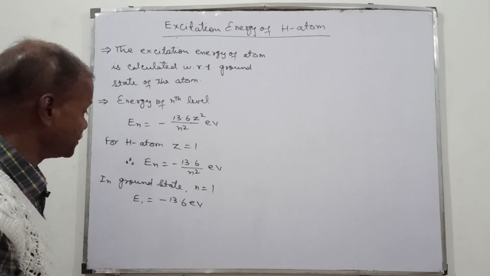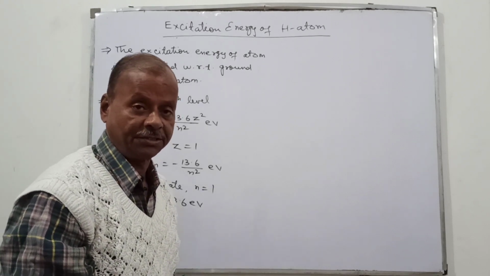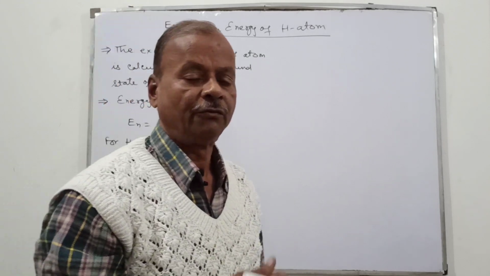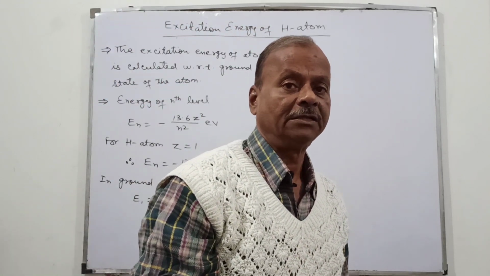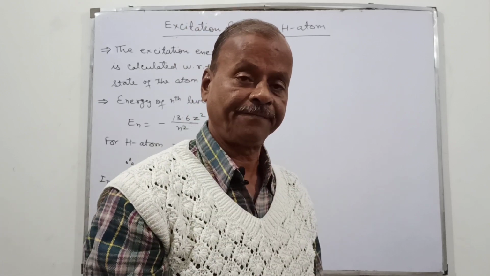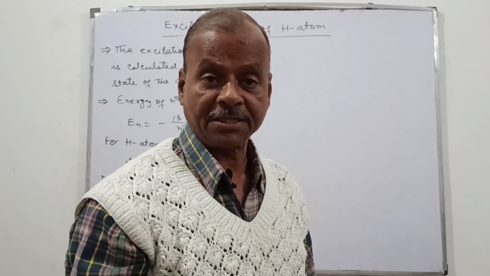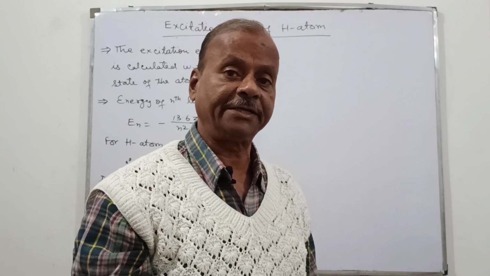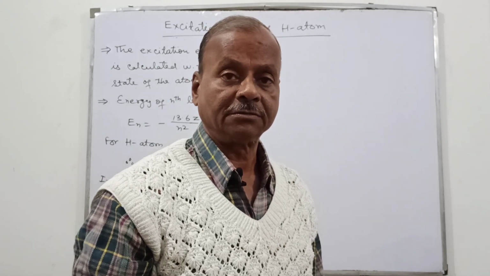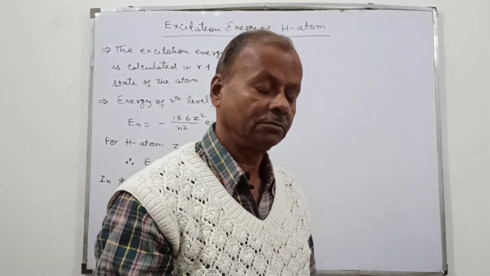Now to find the first excitation energy, second excitation energy, third excitation energy and so on: first excitation energy means the electron is to be excited from ground state to the second energy state. The second excitation energy means the electron is to be excited from ground state to the third energy state, and so on.